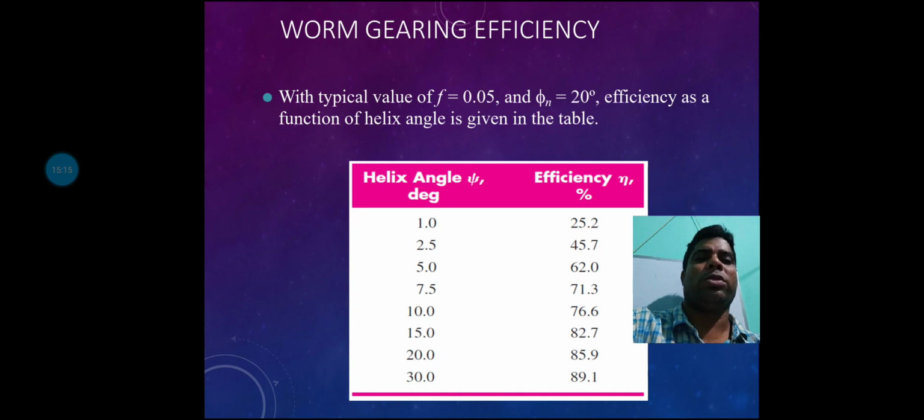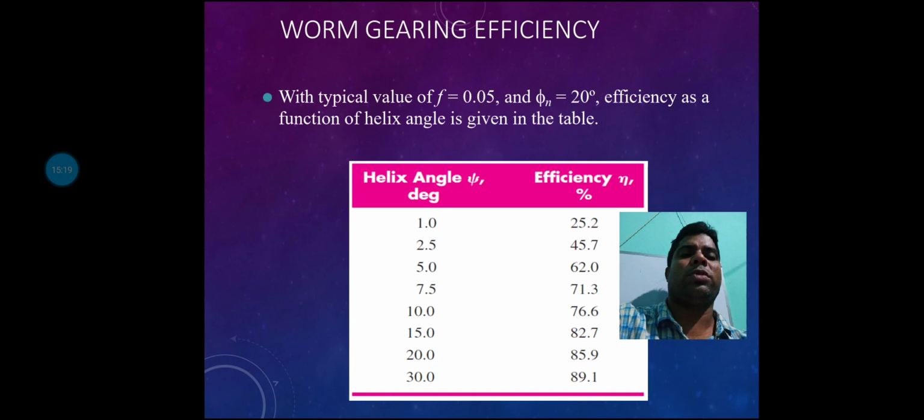But in some cases, exceptional cases are also there. With typical values of f equal to 0.05 and phi n equal to 20 degrees, the efficiency as a function of helix angle is given in the table.